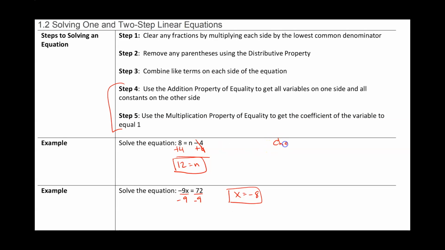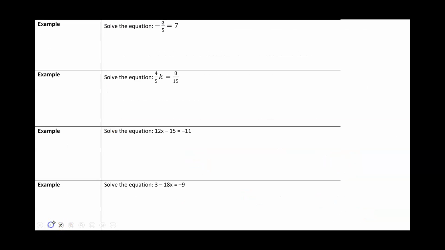Now, in each case, we can check our work. When you check your work, you can take this value of n and plug it in to see if it makes a true equation. So we have 8 equals n minus 4, and we said n equals 12. So we're going to say, does 8 in fact equal 12 minus 4? 12 minus 4 is 8. 8 does equal 8, which means we did it correctly. For our next equation, we have negative 9x equals 72, and we set x equal to negative 8. So let's take negative 9 times negative 8. That does equal 72, so we know that this answer is correct. And you can do these checks for any answer you have.